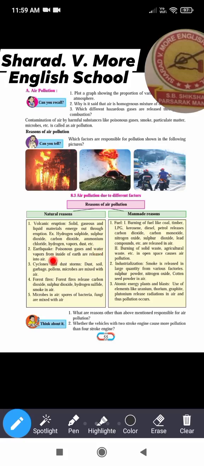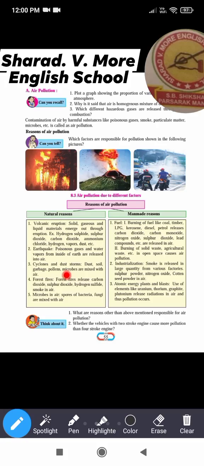Second, earthquake. What happens during an earthquake and how does it pollute the air? When an earthquake takes place, poisonous gases and water vapor from inside the earth are released into the air. Third, natural reason, cyclones and dust storms. Dust, soil, garbage, pollens, microbes are mixed with the air. So during natural happenings like cyclones and dust storms, the dust, soil, garbage, etc. start floating in the air and cause air pollution.